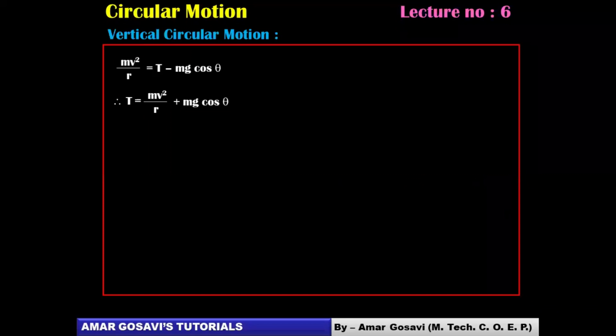If I rearrange it in terms of the tension capital T, the equation becomes T equals mv square by r plus mg cos theta. So this is the equation for tension at any general point P. We have derived the equation for tension at any general point P, and now we will work out tensions at the specific points. The first point we are considering is the highest point B.